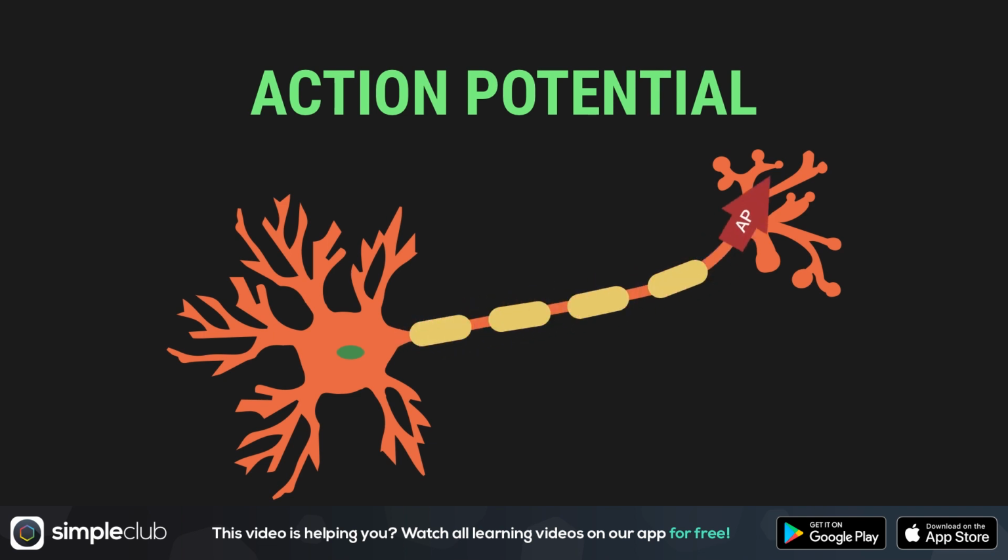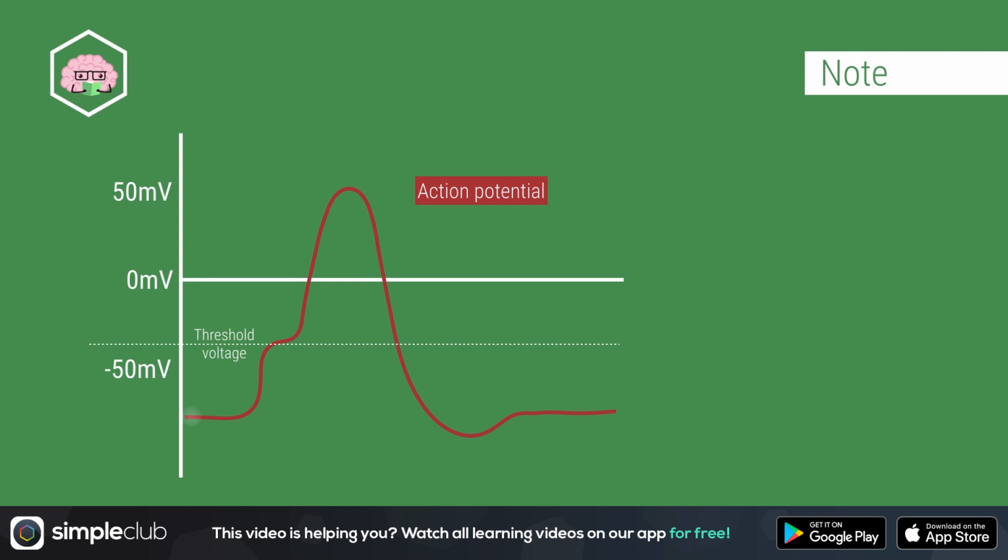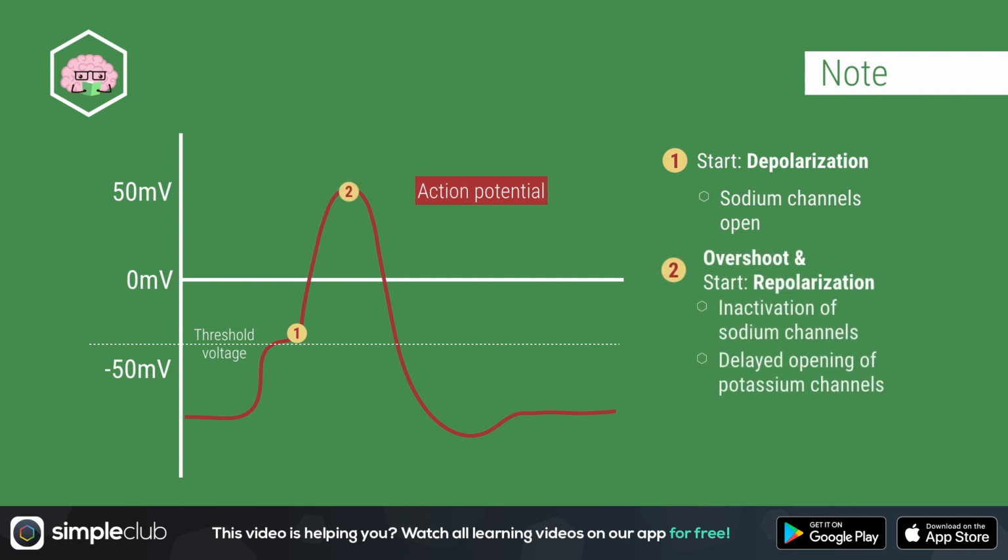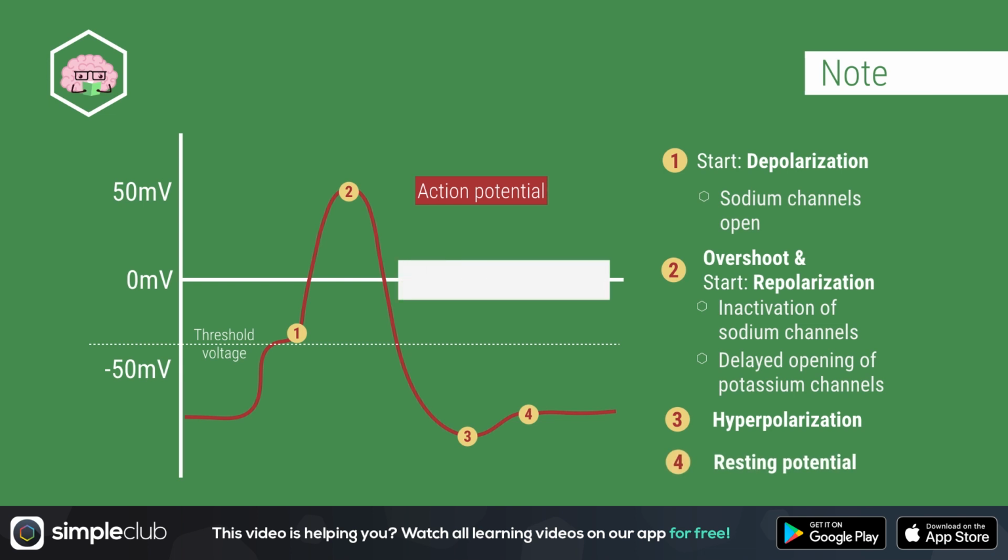Because that ended up being way too much somehow, here's a very short summary. A large enough stimulus arrives. Depolarization due to the Na+ channels opening quickly. Overshoot and inactivation of the sodium channels, delayed opening of the K+ channels. Repolarization. Hyperpolarization, undershoot, and finally back to the resting potential. If you want to know what happens next, just binge watch on to the next video.